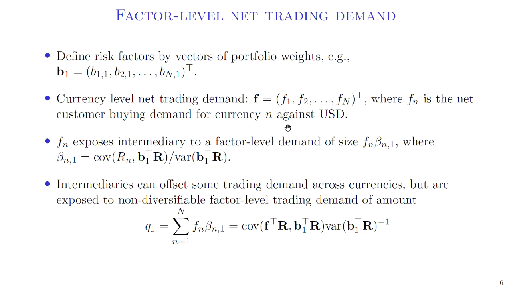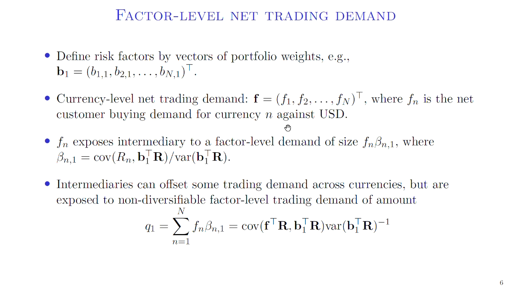Now, how do we think about factors? Basically, it's a portfolio. So let's define the traded risk factor by the factor portfolio weights, which for the first factor is B1. Here B11 just says how much weight you put in the first currency, the second currency, up until the last currency.